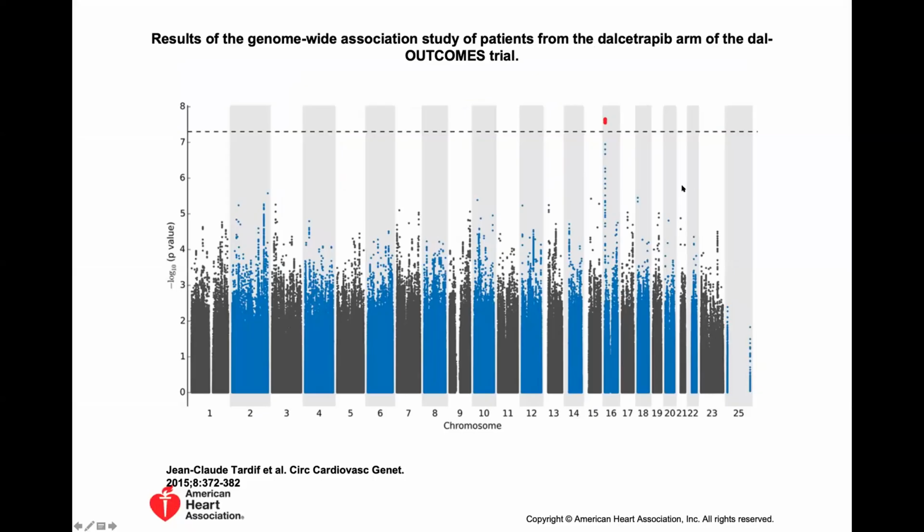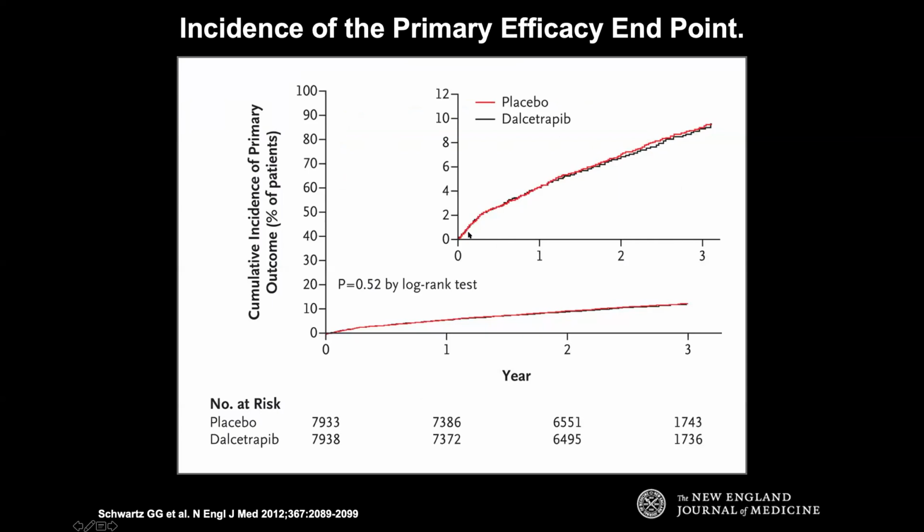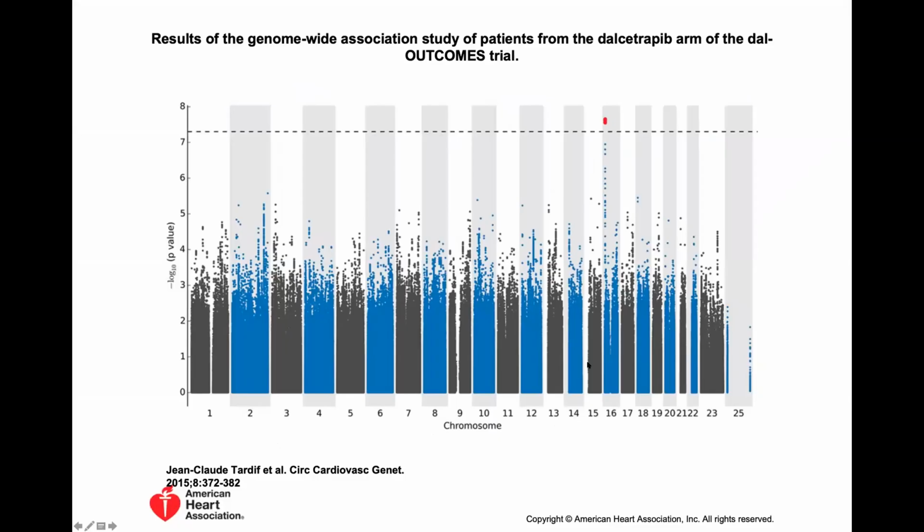It turns out that they didn't find a difference. Patients that got either placebo or the drug had no difference in the event rate for heart attacks, strokes and cardiovascular death. But the investigators didn't give up quite there. They did a GWAS study in their patients in the trial and identified a variant that was significantly associated, at the genome-wide level, with adverse cardiovascular events in those getting this active drug, delketrobib.